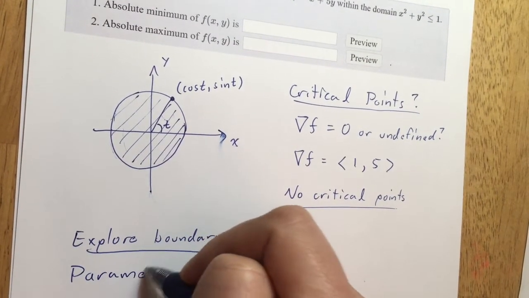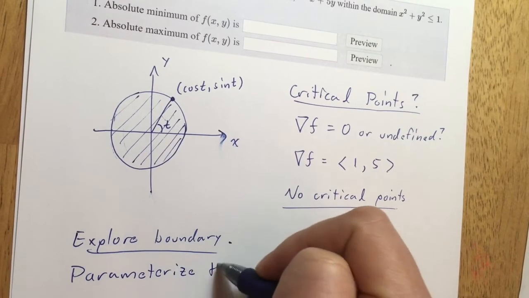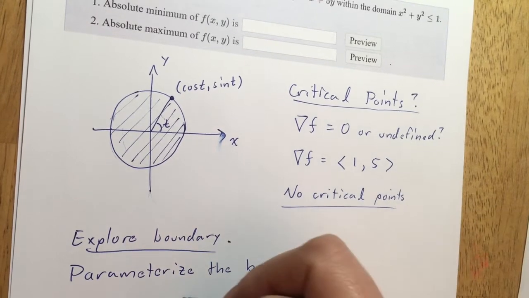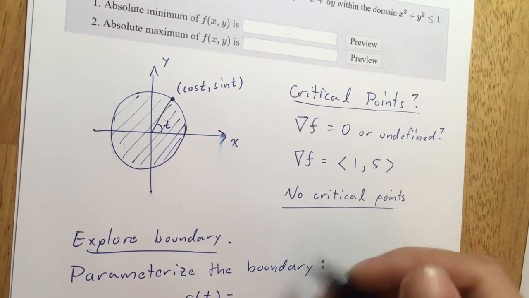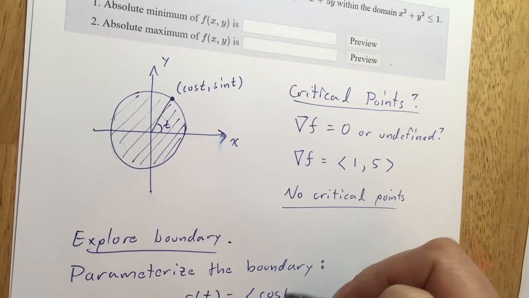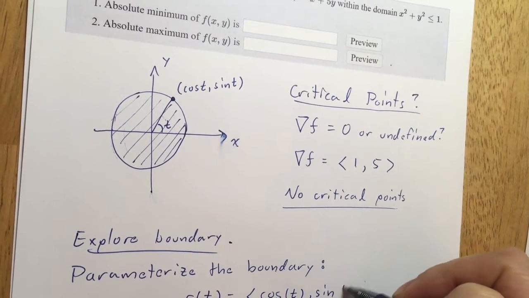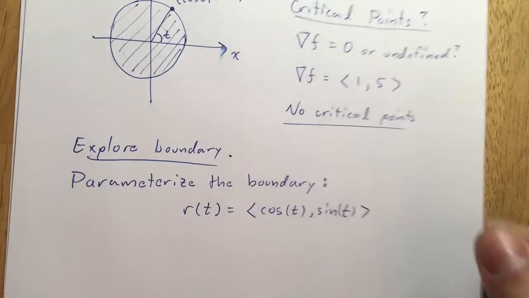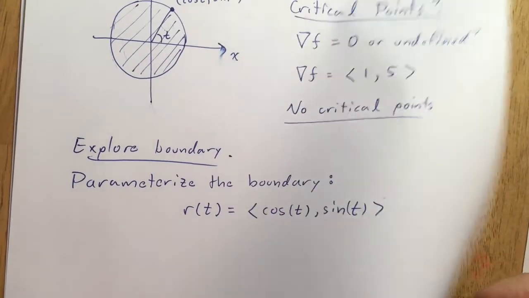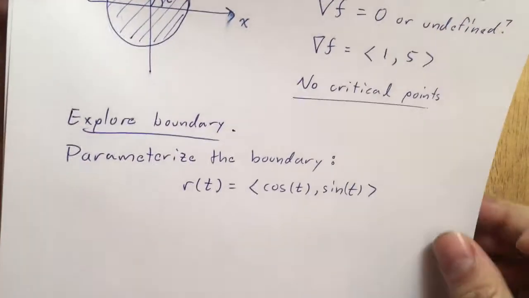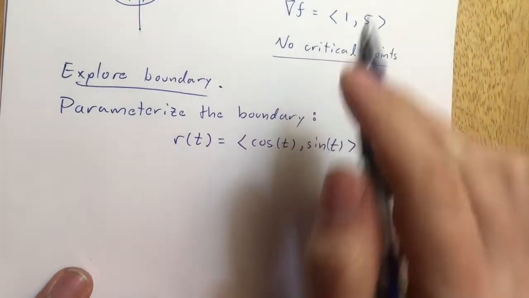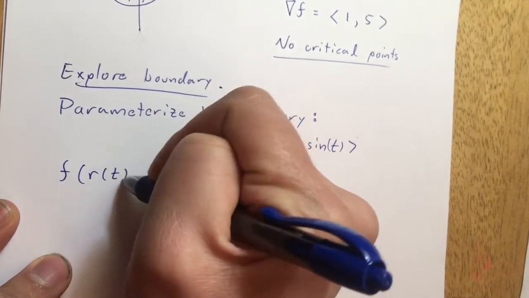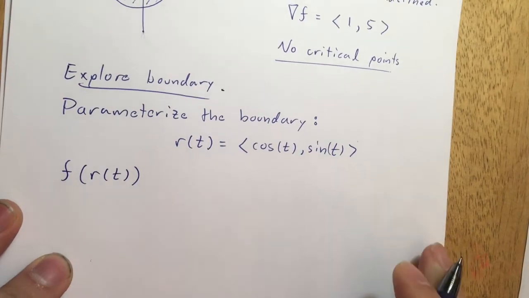So that's what we're going to do. We're going to parameterize the boundary with this function. You could write it as a vector function, cosine t, sine t. That parameterizes the boundary. So if we want to look at the value of the function on the boundary, we'll just look at the composition of our function with this function. In other words, we're going to look at f of r of t. And that will give us the values on the boundary.